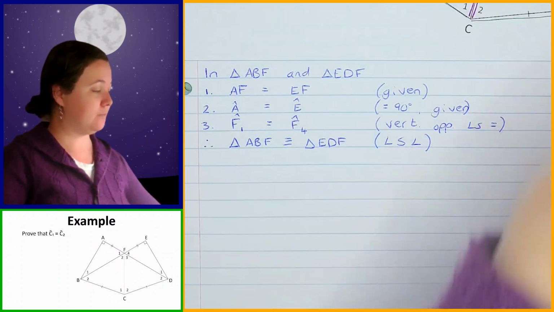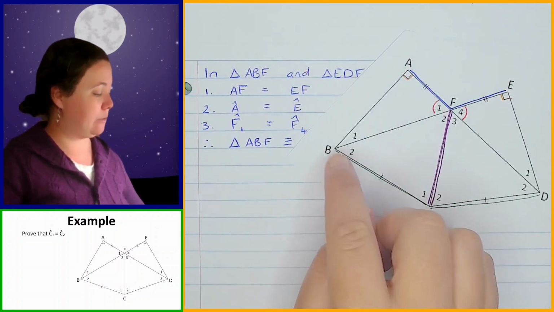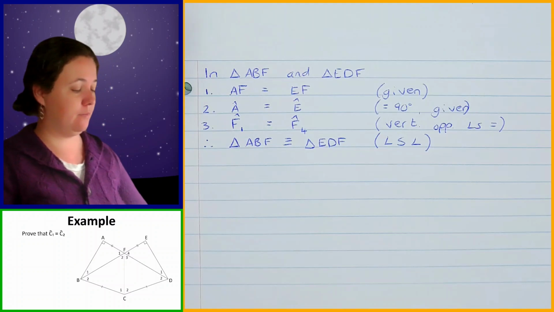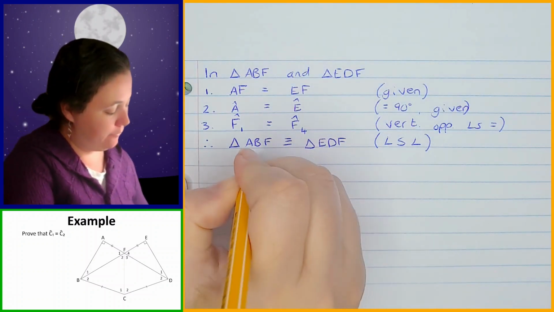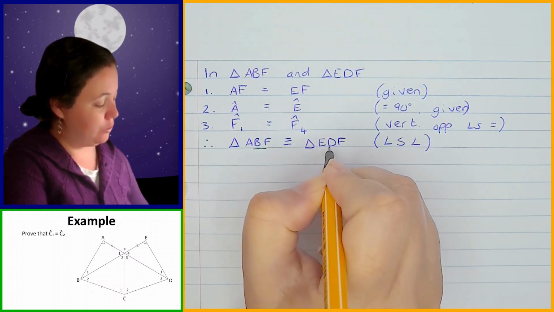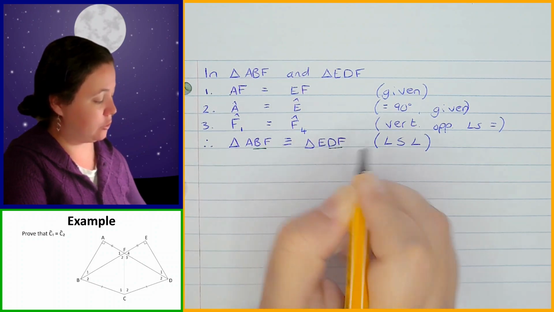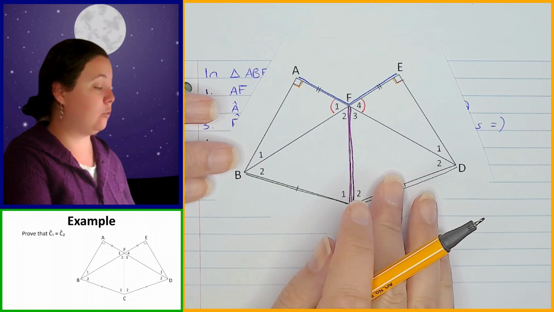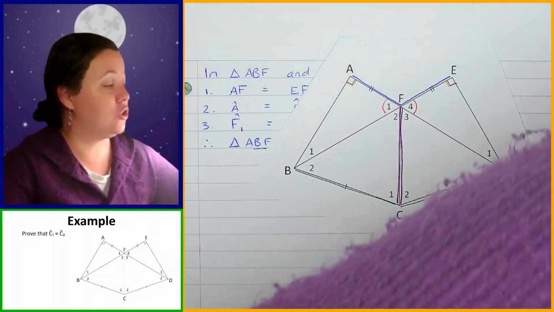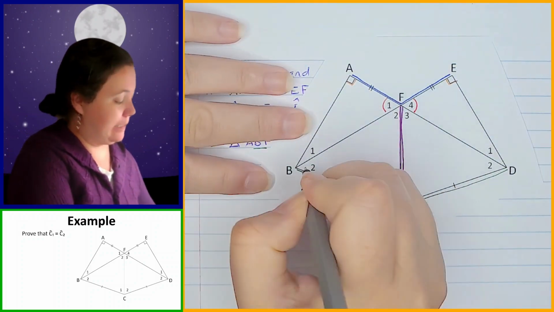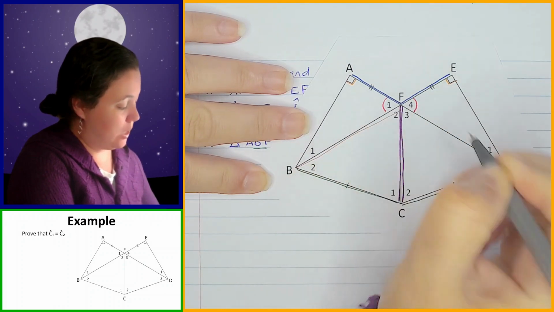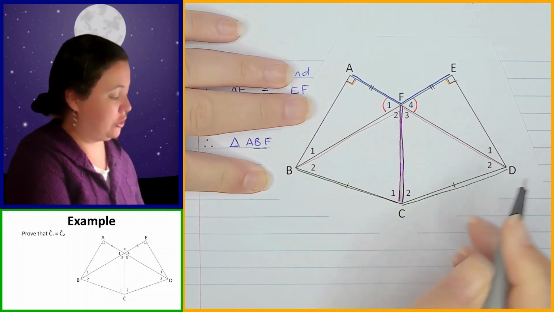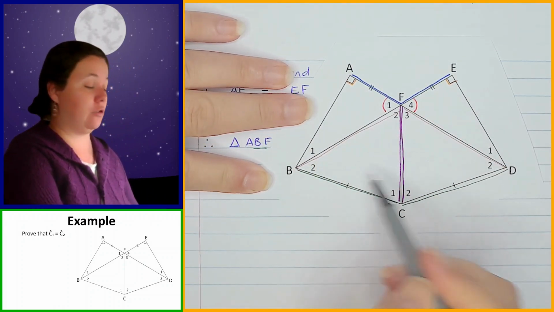If you look over here, I'm looking at BF. Over there, BF corresponds to DF. So those two sides are going to be equal. So you can see over here, BF and DF, they are equal. I now have enough information to say that these two sides are the same over here, which means I have enough information to prove that these two triangles are congruent.